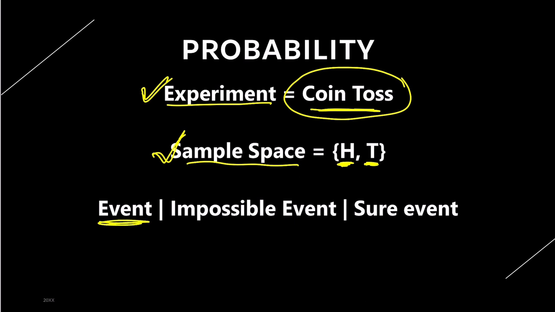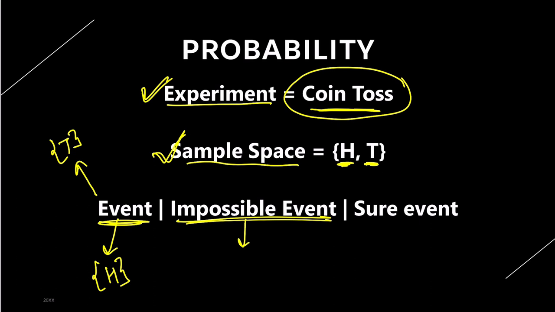What is an event? Event means if I toss a coin, what is coming? So that is one event. In that toss I get a head. So in one event, one time I tossed a coin and a head came. That is one event. Another event could be when one time I tossed a coin and a tail came. That is another event.